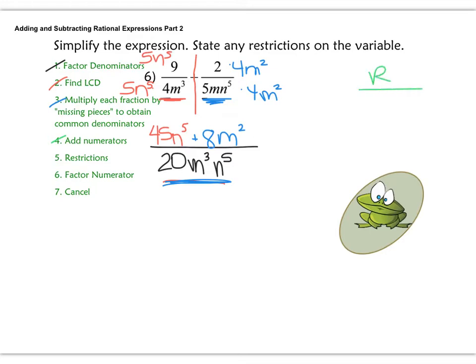Restrictions. So we have an m and an n, and neither one can be 0 since it's just being multiplied. Factor the numerator. There is no common factor, nothing I can factor. And it means there's nothing that cancels. And we are done.